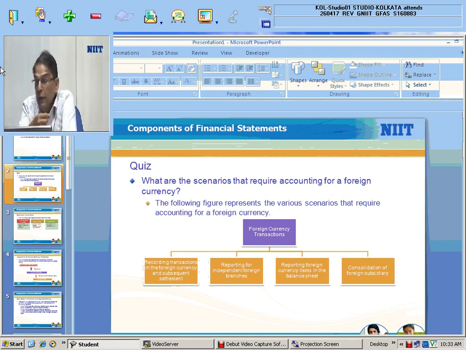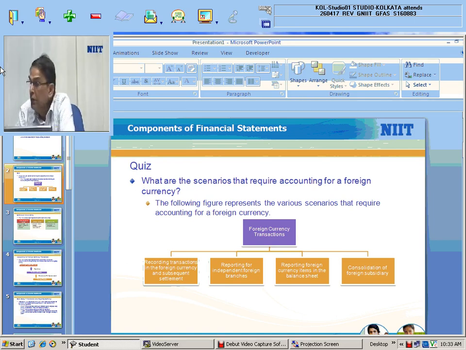Reporting for independent foreign branches. An entity may have a number of foreign branches, like a bank like State Bank of India. It has got a number of overseas offices, foreign branches. So when State Bank of India prepares its financial reports, they have to include the transactions which are done through the foreign branches.